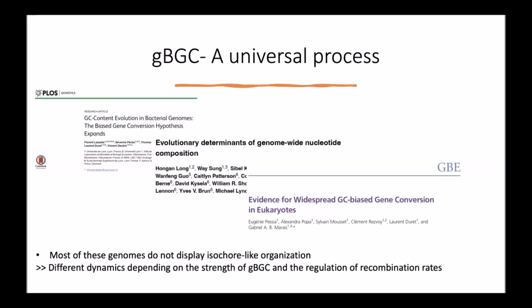Firstly, the strength of GC-biased gene conversion should be strong enough to overcome drift. Also, to create variation, you need variation in the recombination rates. However, the regulation of the recombination rates over years or along the genomes is very different depending on the species. So we cannot expect the same dynamics for each species.